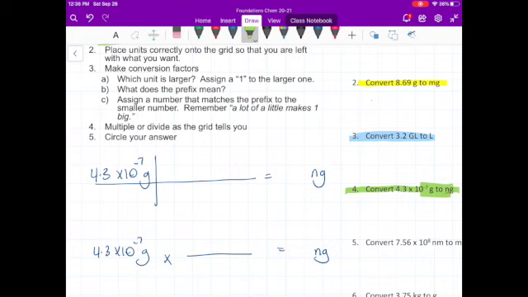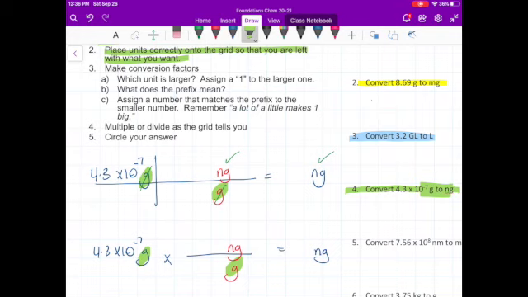Okay, then the next step says place the units correctly onto the grid so that you're left with what you want. And once again, I know if I have grams here, I'm going to want to put what there? I'm going to want to put grams there because grams will cancel with grams. Anything divided by itself is 1, and I'll be left with nanograms, which is what I want. So you check. Oh, that cancels with that. I'm left with what I want. That's how you know you set it up right.